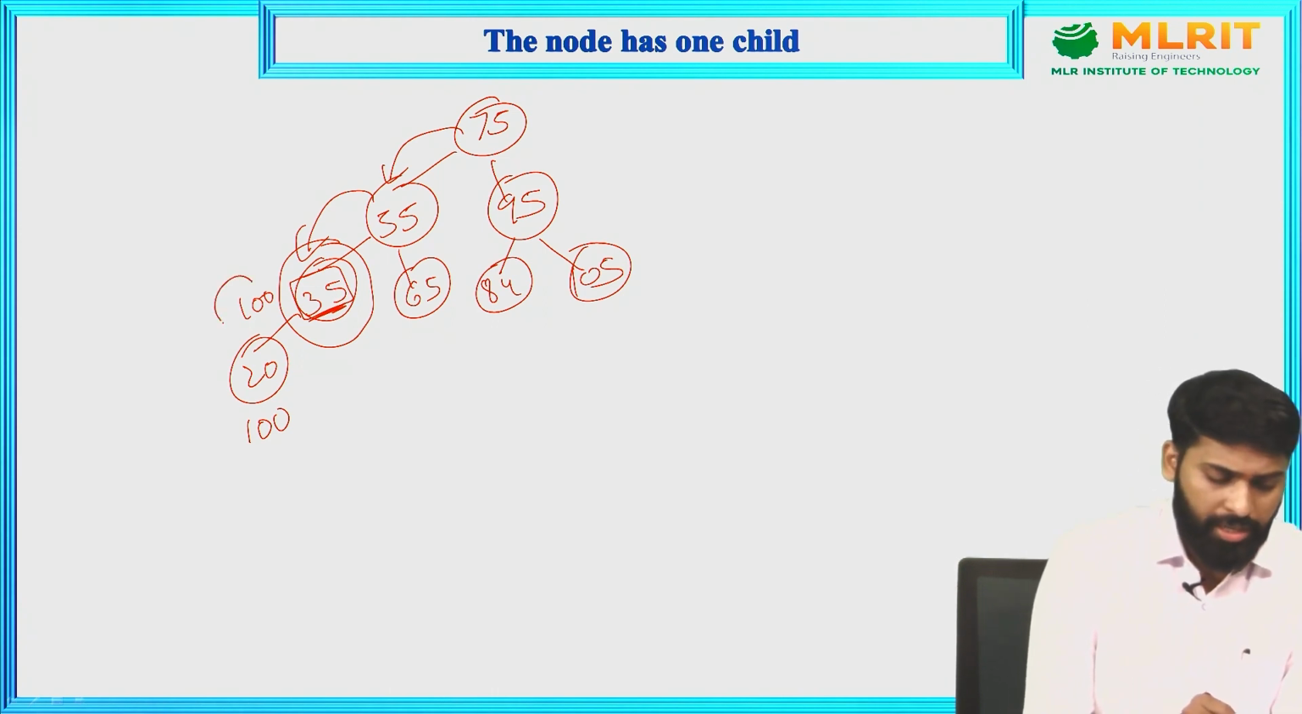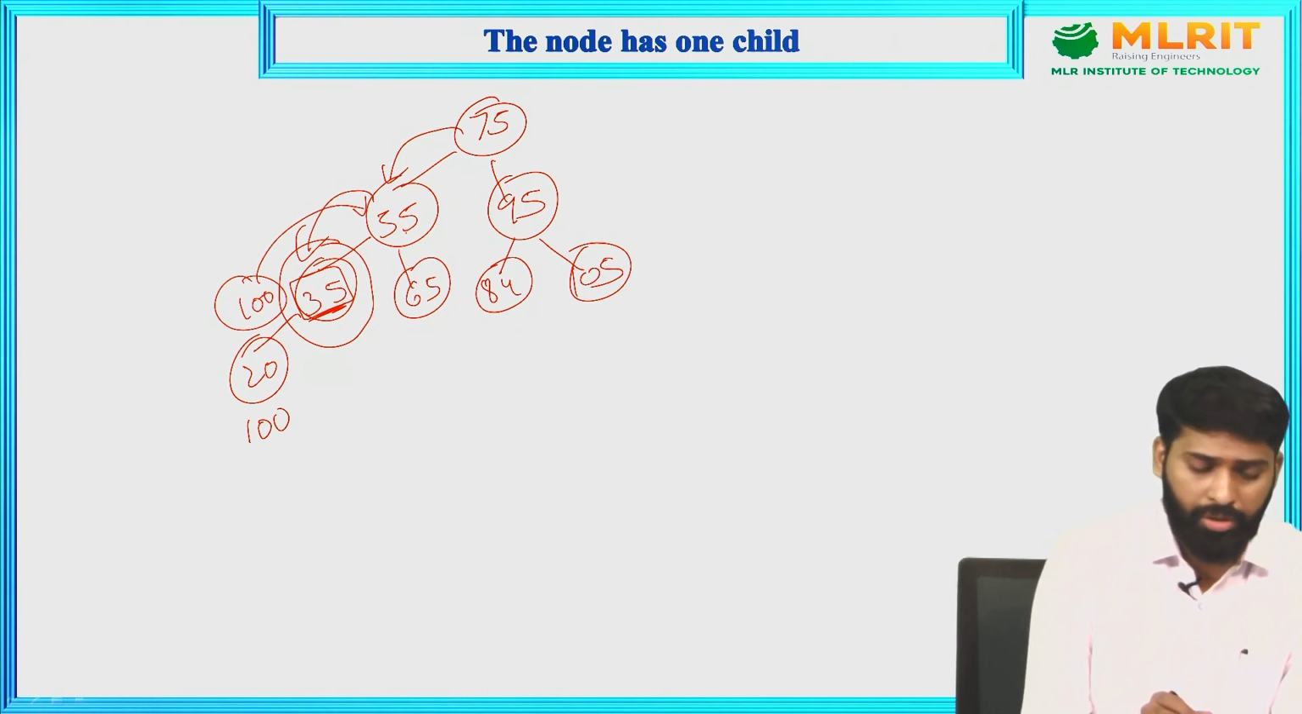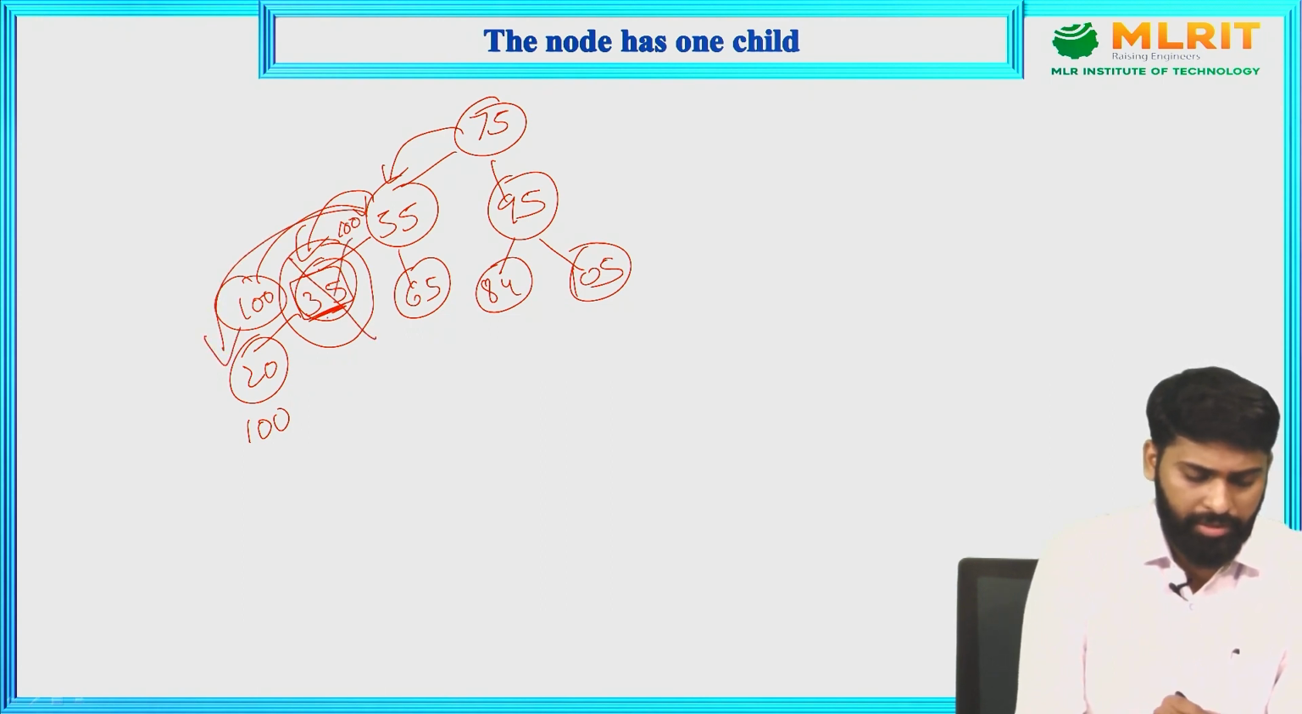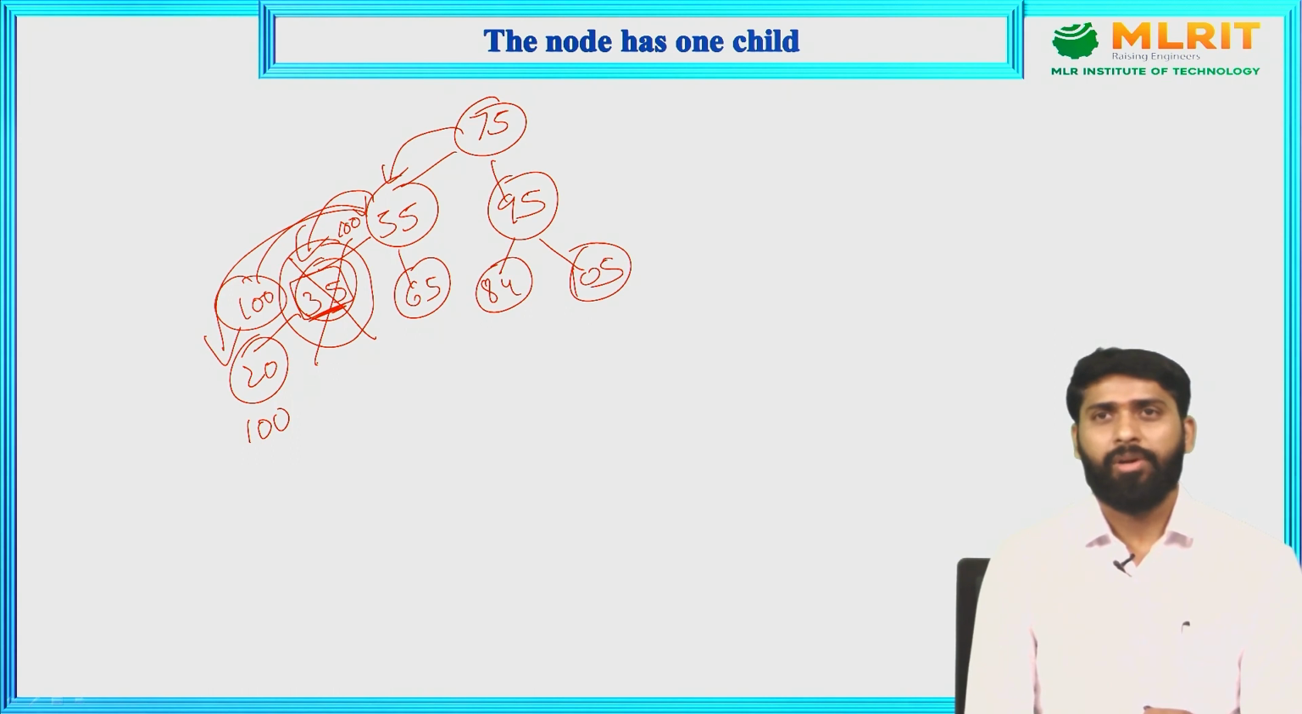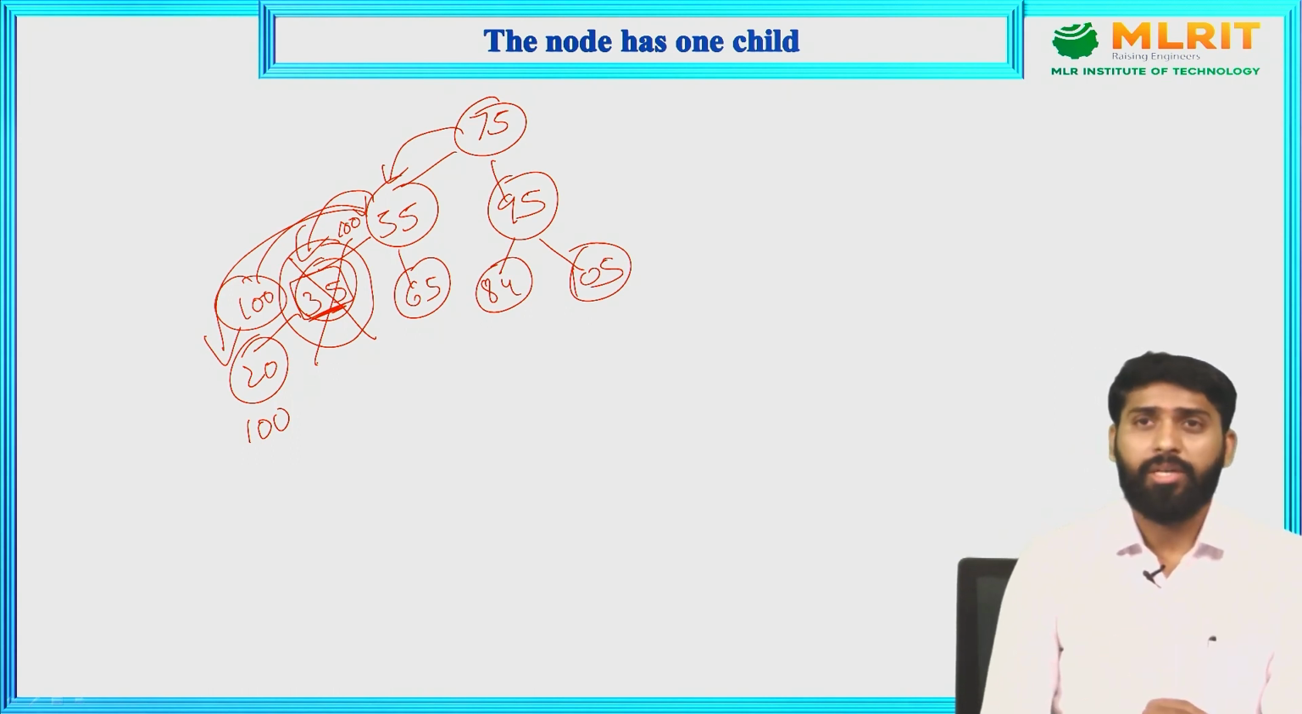Now this 100 I store as the left of root. What is the root for 35? 55. Now here, 100. This will be the link and the old link will be terminated. Okay. Now what is the resultant tree?